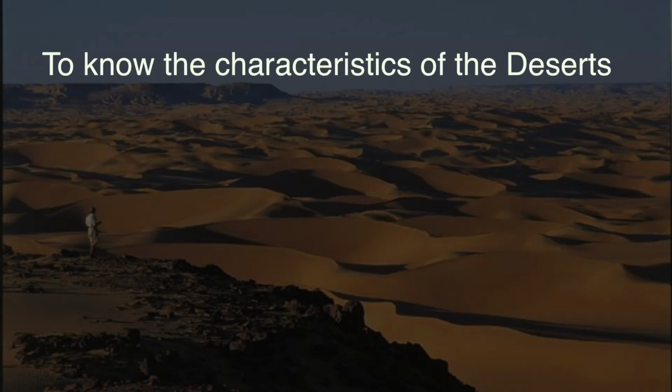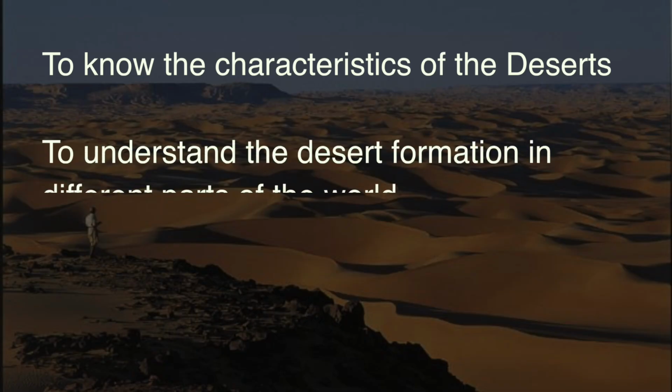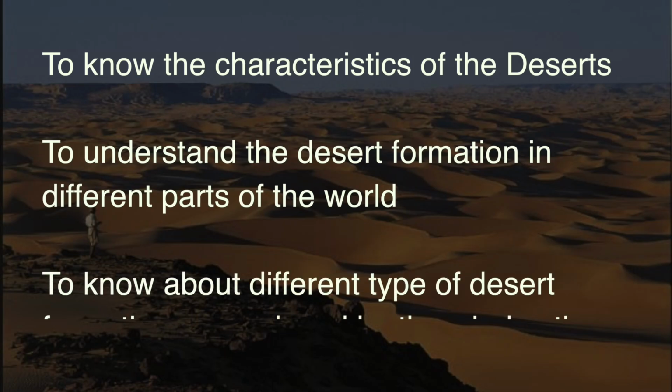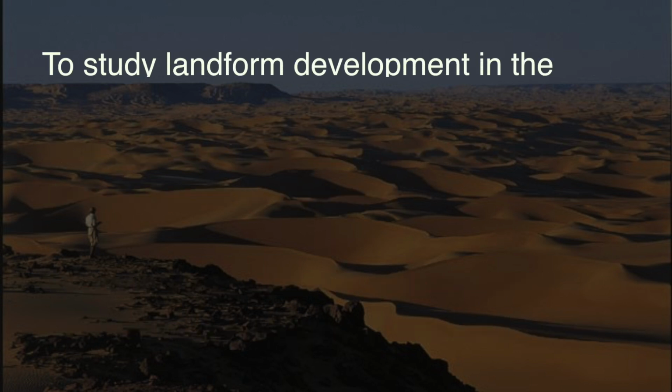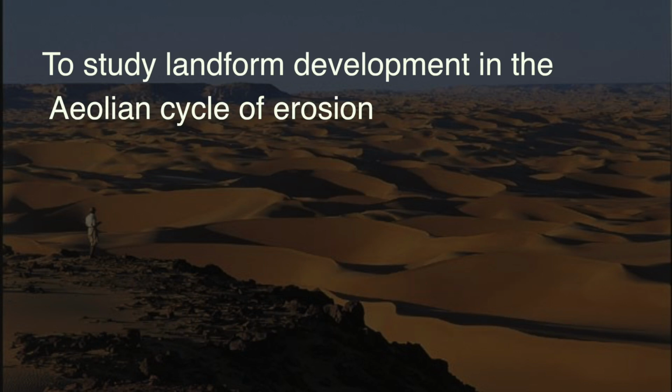The main aim of this lesson is to know the characteristics of the desert. Secondly, to understand the desert formation in different parts of the world, and also to know about different types of desert formation as produced by the wind action. Finally, to study the landform development in the aeolian cycle of erosion.